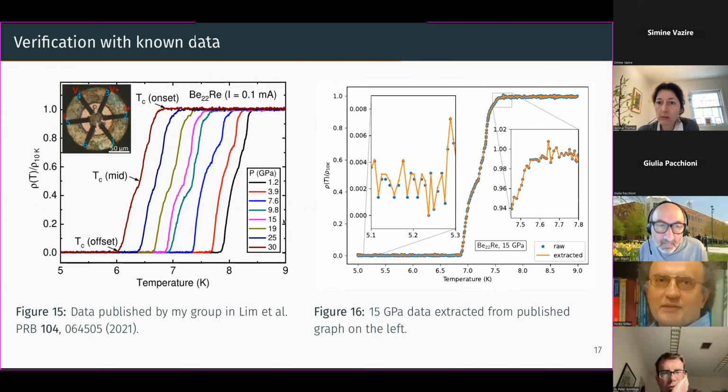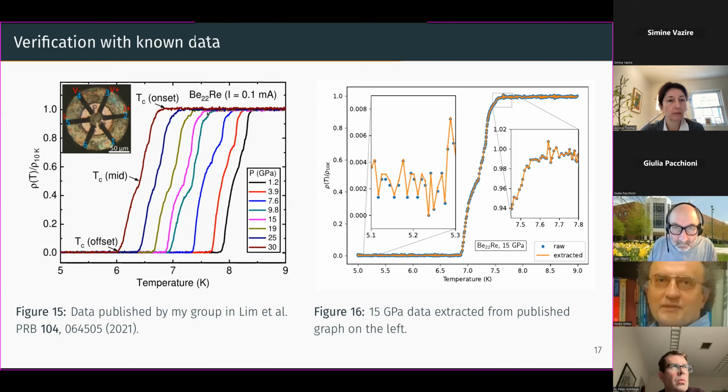I wanted to confirm that this method works. The way that I did that was using some data where I had access to the raw data. So I picked something recent, a 2021 PRB article by Lim et al., where we measured pressure-dependent superconductivity in beryllium-22 rhenium. And if you look at this 15 GPa data curve, that's the one I elected to extract.